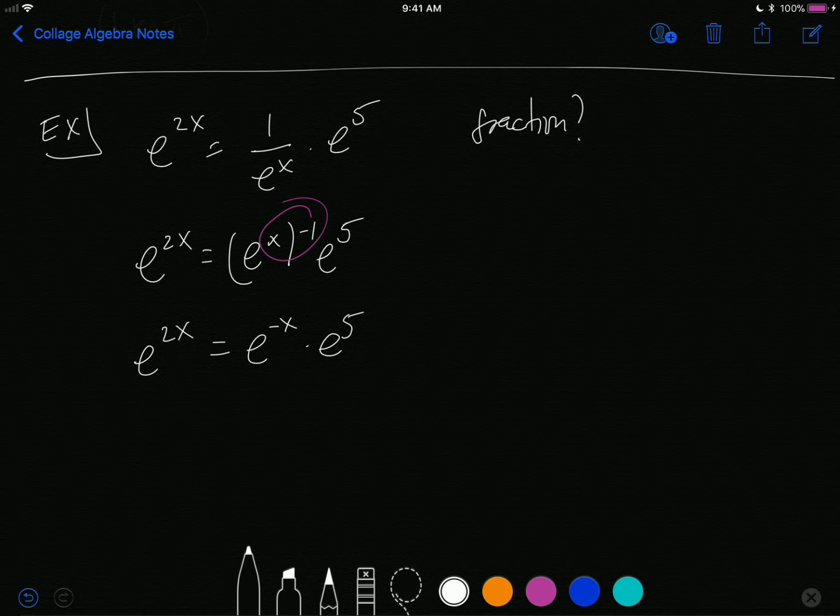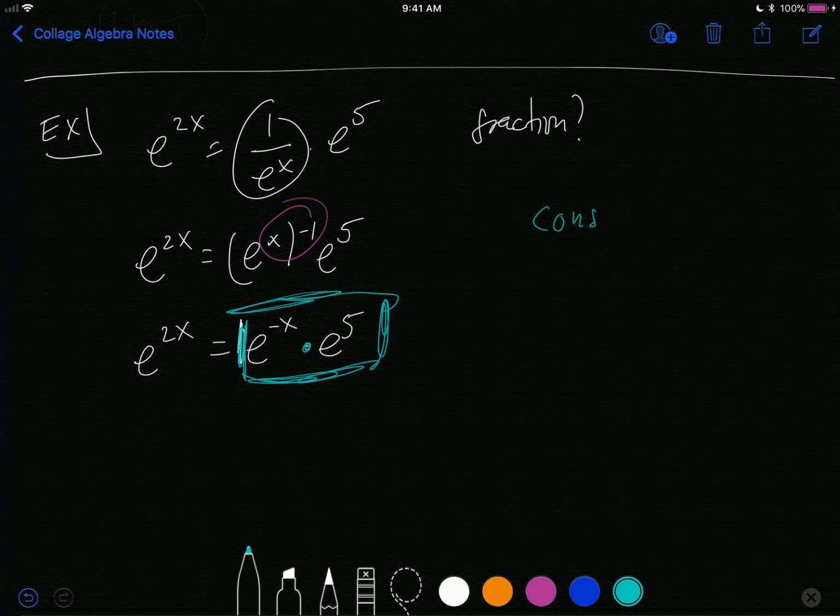By the way, when you get good, you can actually skip from this step all the way to the third line right here. It's a fraction, it's 1 over e, it's going to be e to the negative x. But you don't have to, you can always go through those two steps. That takes us to a new rule. Well, technically it's an old rule because you actually already know this rule. When I am multiplying with the same base, I have to add the powers.